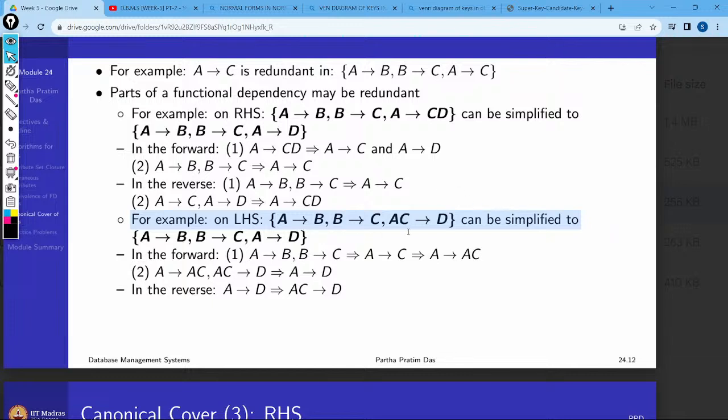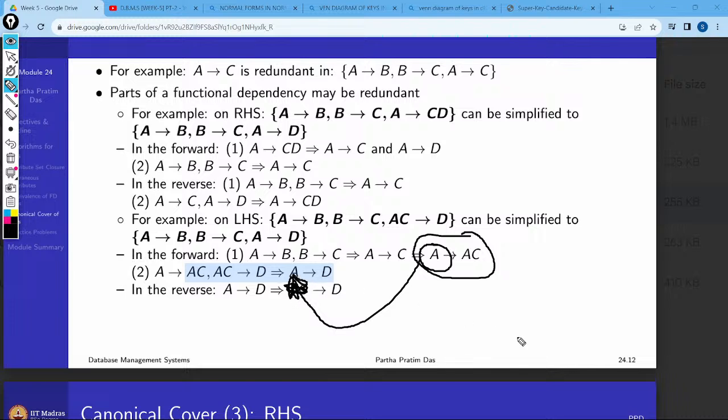A arrow B, B arrow C, and AC arrow D. Can we simplify it? So, A arrow B, B arrow C, and A arrow D. How did we reach there? Going through the forward manner, A arrow B, B arrow C implies that A arrow C and A arrow AC. Right? This line is important. A arrow C implies A arrow AC. And now from A arrow AC, we can imply that A arrow D directly. We do not need to write AC as a whole, and we can just pick up A and put it right over here in place of AC.